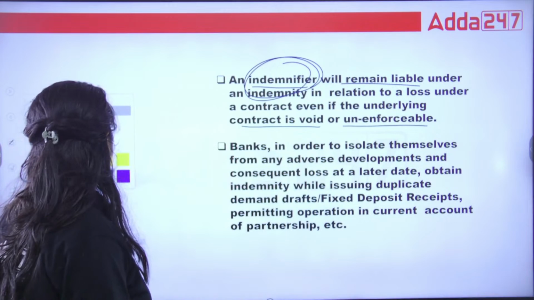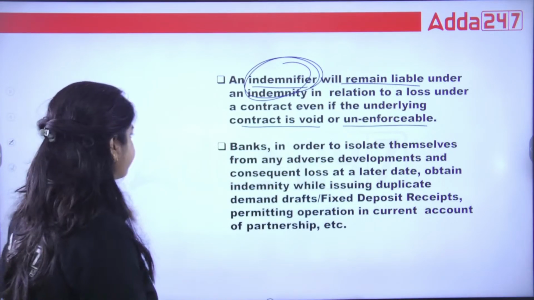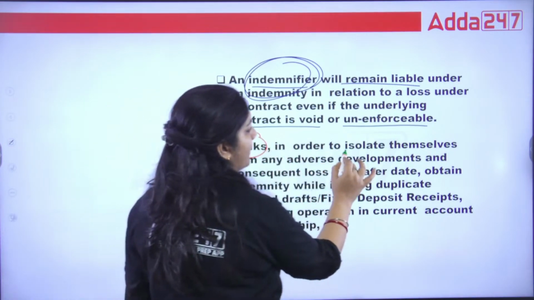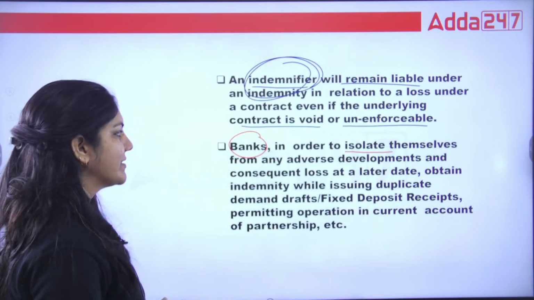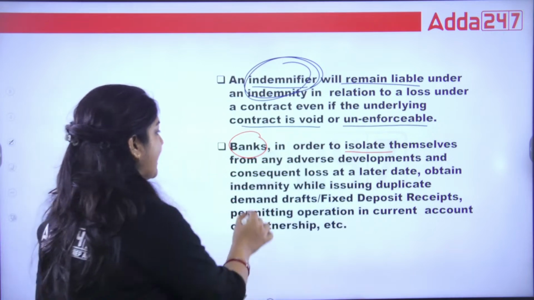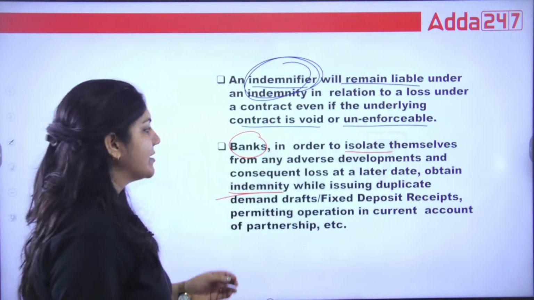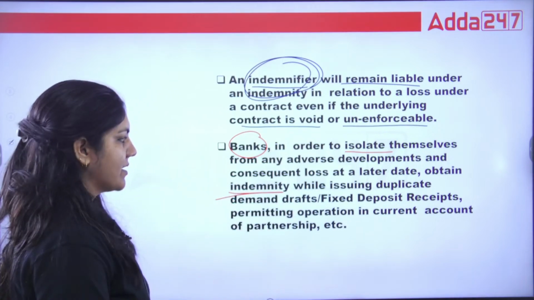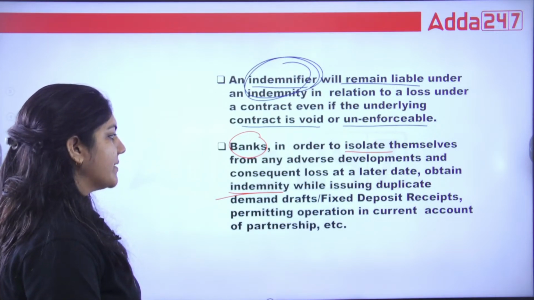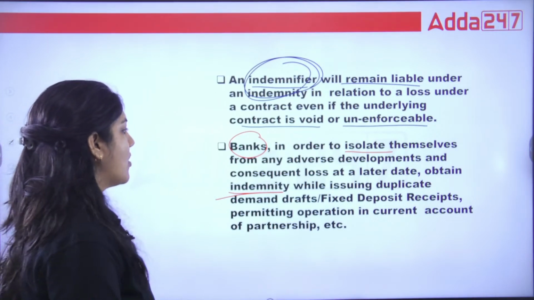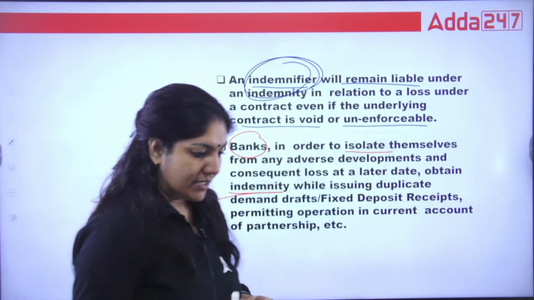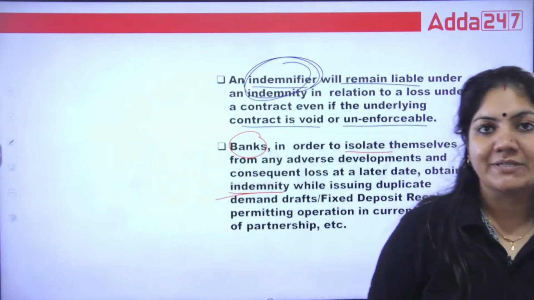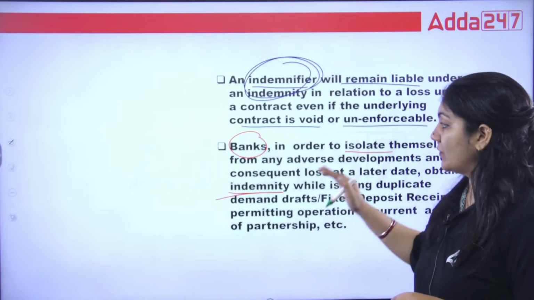Bank. If I give you the example of a bank, in order to isolate themselves from any adverse development and consequent loss at a later date, they obtain an indemnity while issuing a duplicate demand draft or fixed deposit receipt, or permitting operation in the current account of a partnership. So class, in this case, as you can see, we talk about the indemnifier and the indemnity holder in the case of a bank.